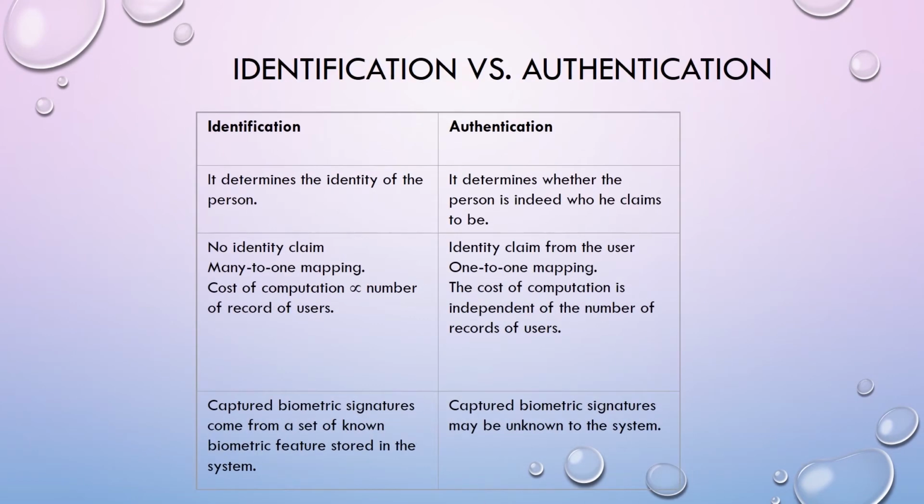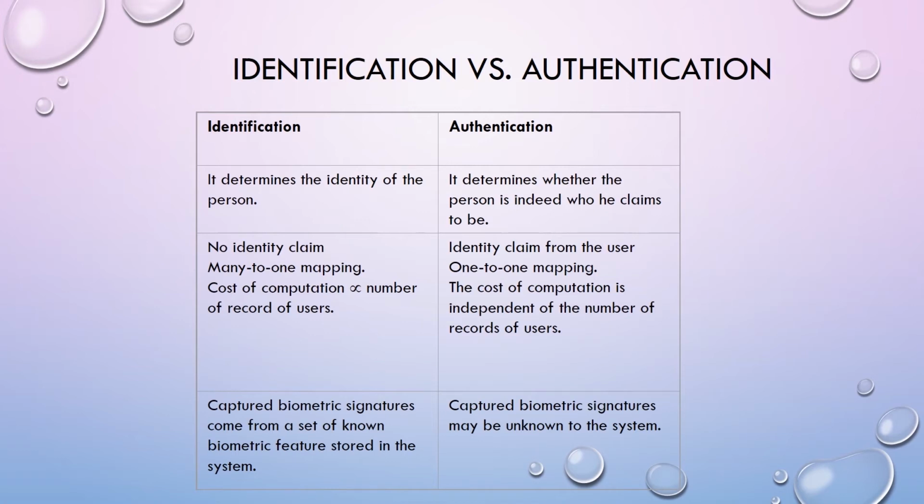2. Difference between identification and authentication. Identification determines the identity of a person, whereas authentication determines whether a person is who he claims to be. Identification: no identity claim, many-to-one mapping, cost of computation depends on the number of records of users. Authentication: identity claim from the user, one-to-one mapping, the cost of computation is independent of the number of records of users. Identification: captured biometric signatures come from a set of known biometric features stored in the system. Authentication: captured biometric signatures may be unknown to the system.